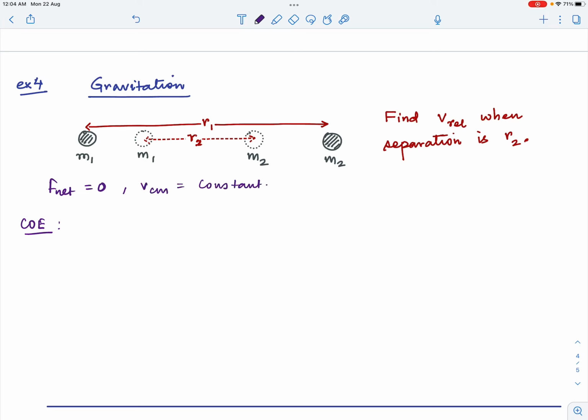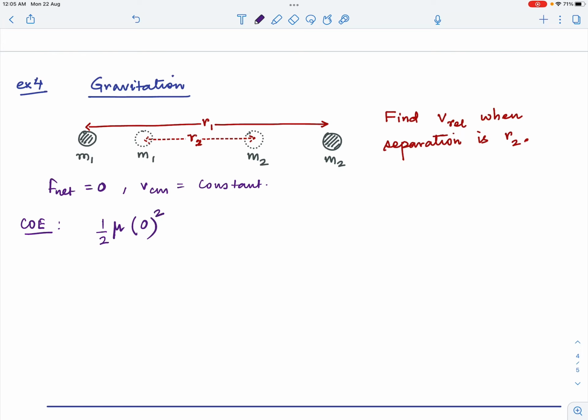So, I am not going to consider the kinetic energy of the center of mass term on both the sides. I will directly start with the kinetic energy of the reduced mass term. So, initially when the two masses m1 and m2 are separated by a distance r1 and they are at rest, it is from this position that they start moving towards each other. So, can we say that the kinetic energy of the system will be 0? Half mu into V relative squared will be 0 because both of them are at rest.